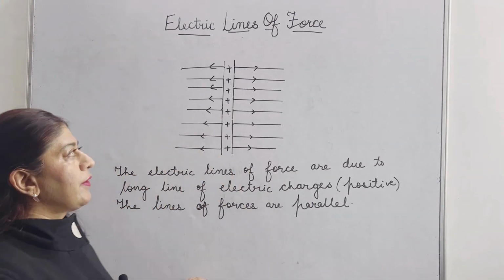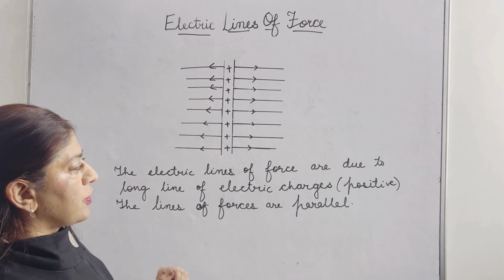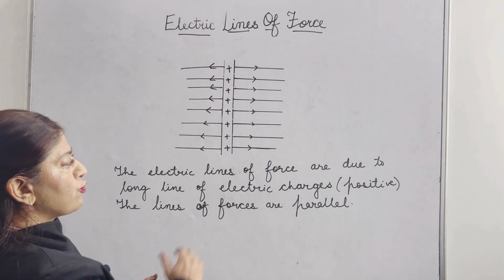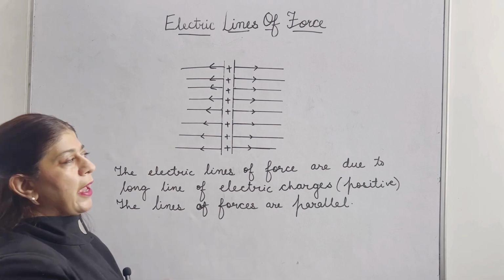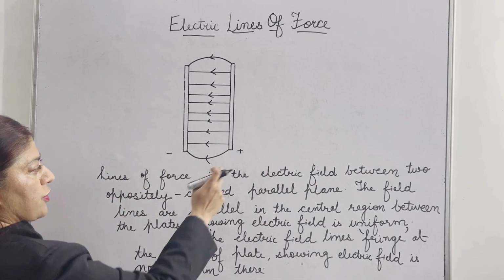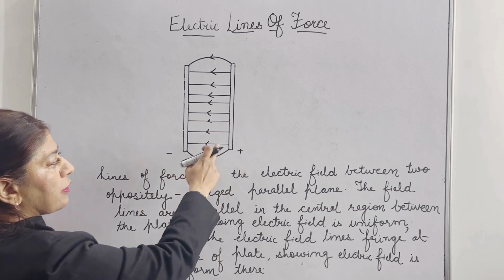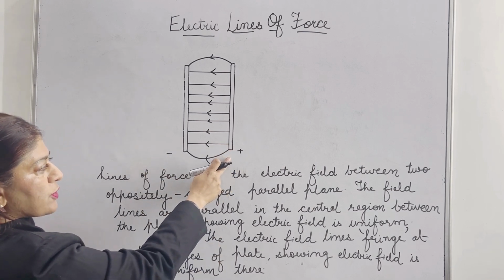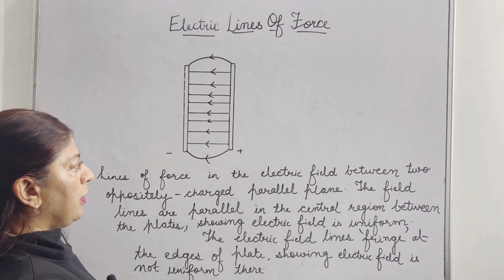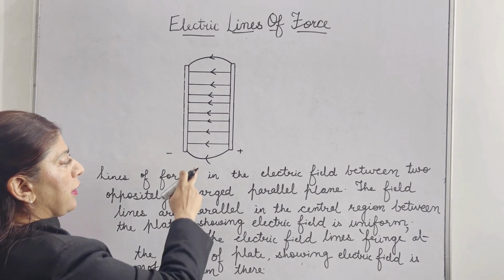Suppose there is a long line of charges, and we have taken positive charges here. Then the electric lines of force come out parallel to one another, as shown in the figure. Now there are two plates of charge, one positive and the other negative. The electric field lines originate from the positive plate and terminate on the negative plate. Now there is one change in the nature of the electric field lines.